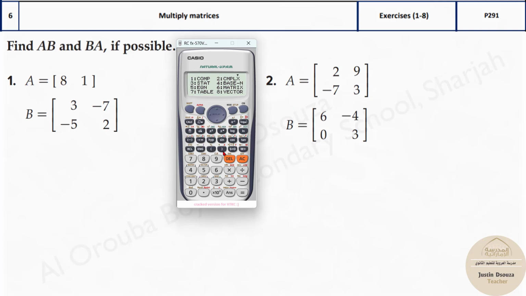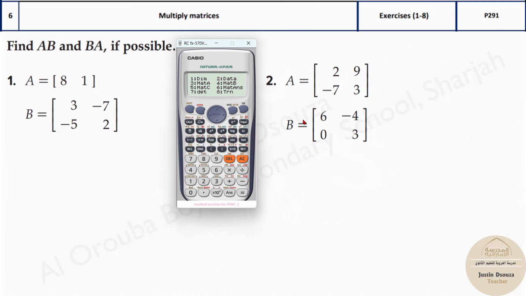Let's do this A, that is matrix A. First mode, and 6 is the matrix option, matrix A. And it's 2 cross 2, so I'll press 5 and now type in the matrix. 2, 9, minus 7 and 3 here. And now press AC. Never go back to mode again. You need to press Shift 4 to use matrix options.